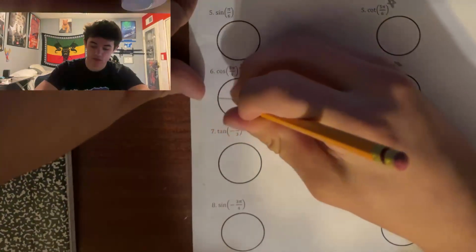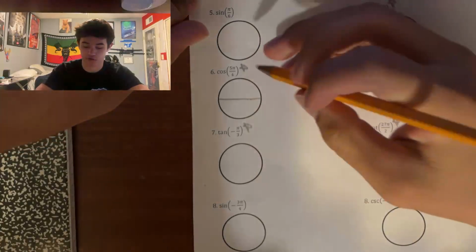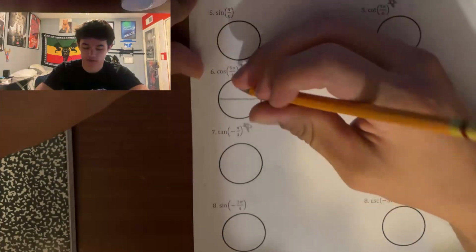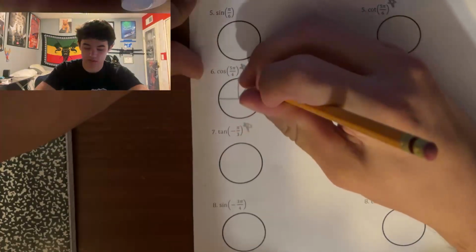So we got cosine 5 pi over 4. So we're going to divide the top and the bottom into 4s.